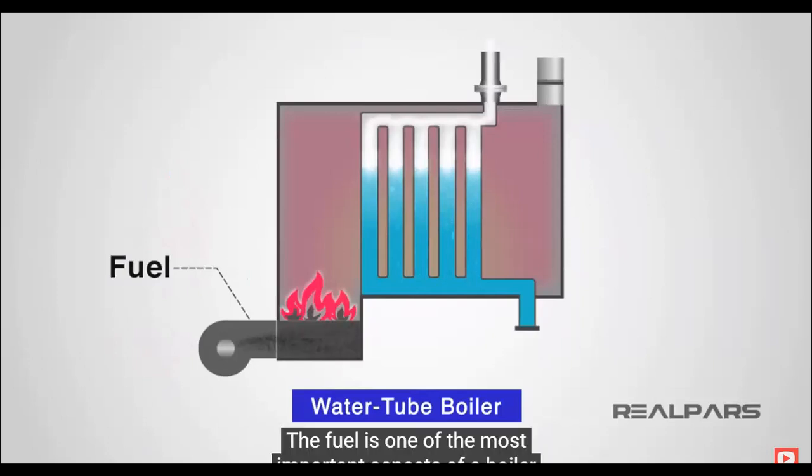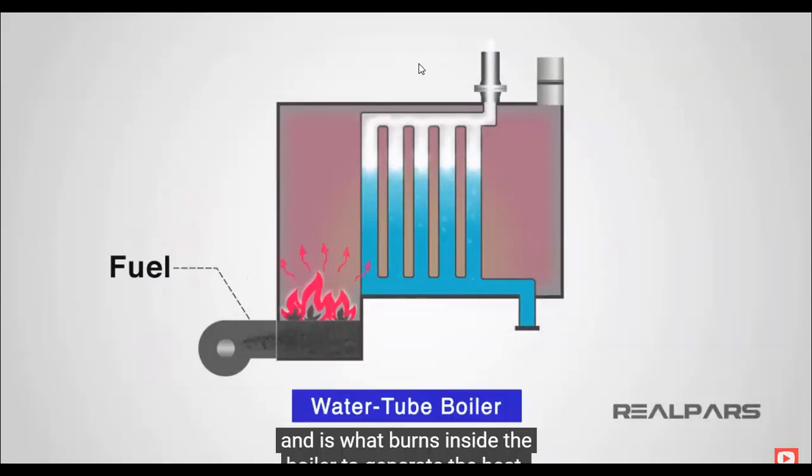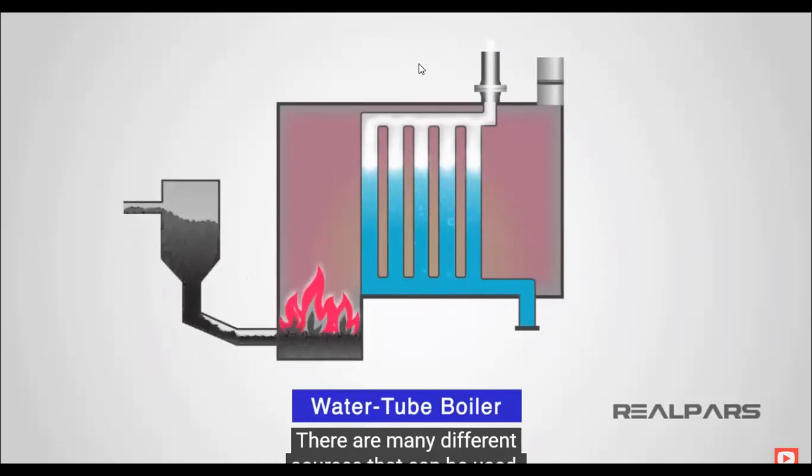The fuel is one of the most important aspects of a boiler, and is what burns inside the boiler to generate the heat. There are many different sources that can be used. Coal is a standard fuel source. In industrial boiler applications, the coal tends to be ground to a fine powder, as it burns more completely than traditional bricks.